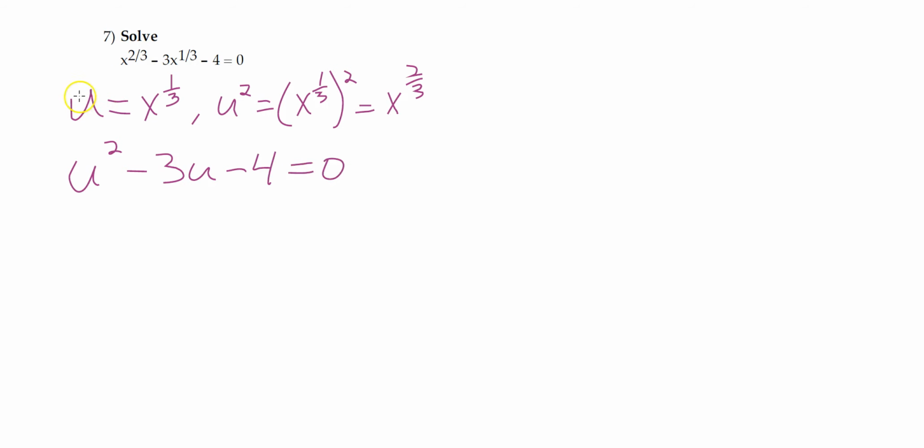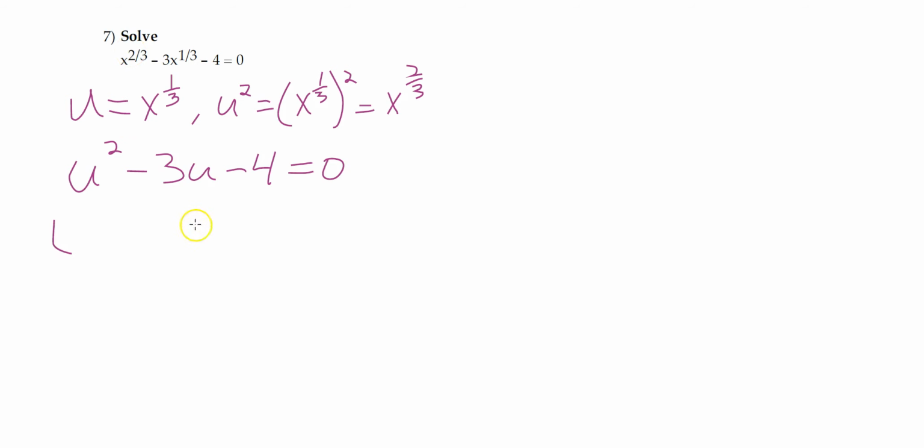Now, had you tried u equals 3 x to the 1/3 and then square it, you'd have a 9 x to the 2/3, and that wouldn't match. That suggests that your u is not correct. You go back and change it until your u works here somewhere and your u squared works here.